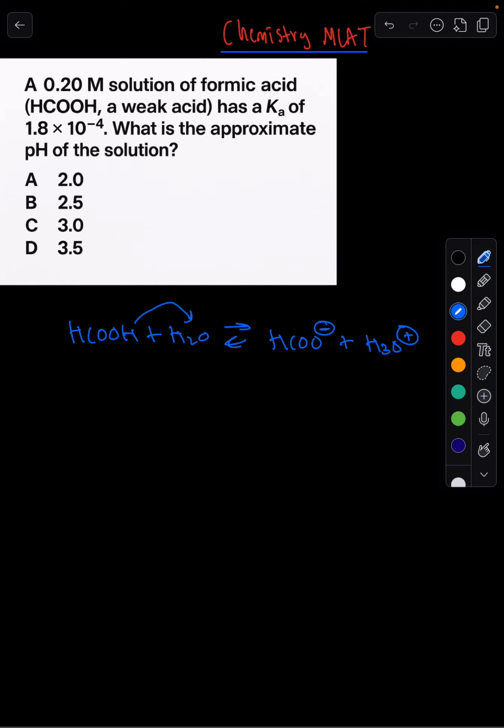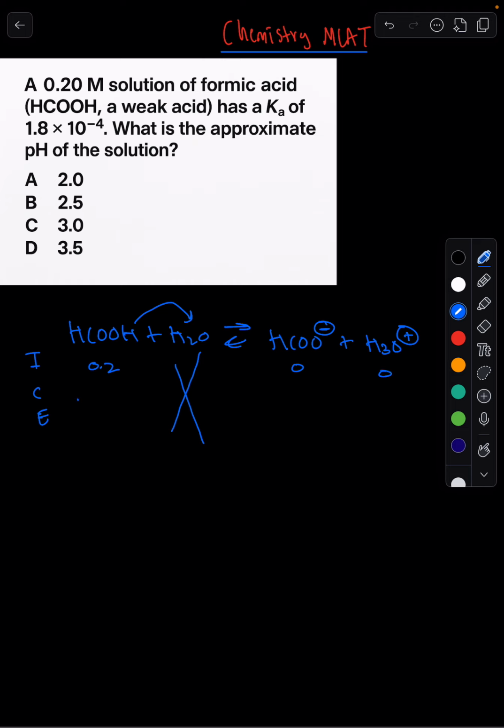So we start off, initial, change, equilibrium. We start off with initial of 0.2. Water is not calculated in ice tables because it is a pure liquid and its concentration stays constant. Formate is 0. Initially, we assume 0 and 0, no change.